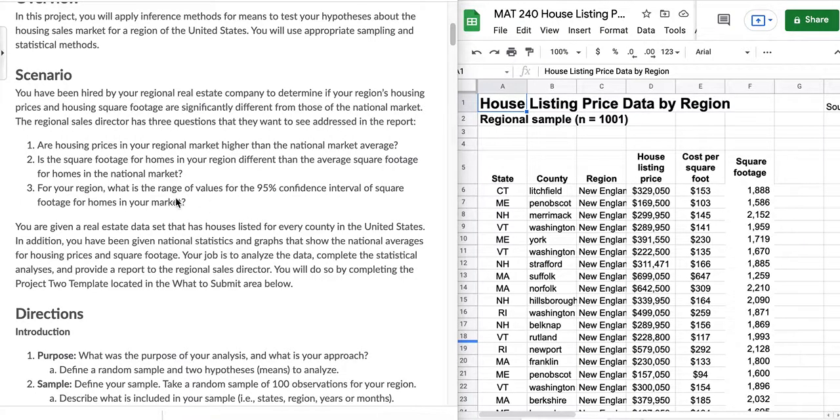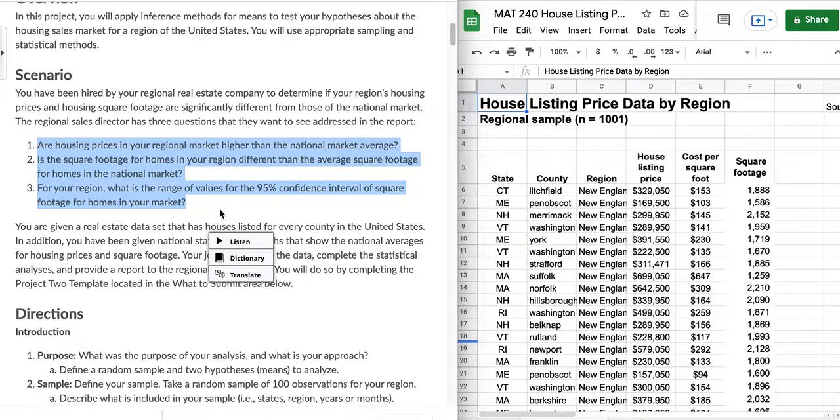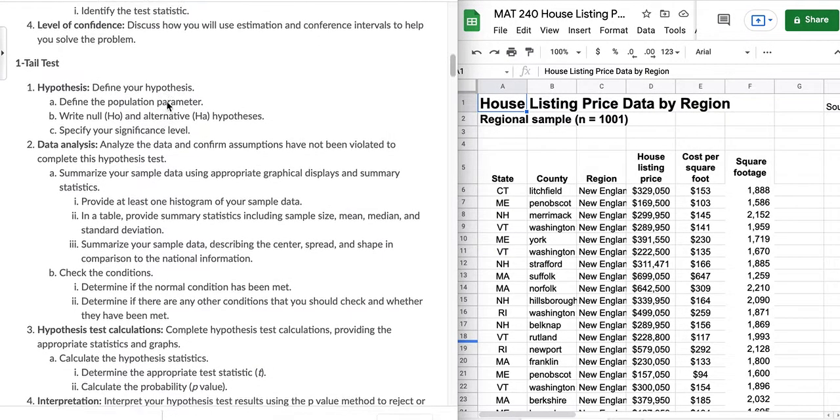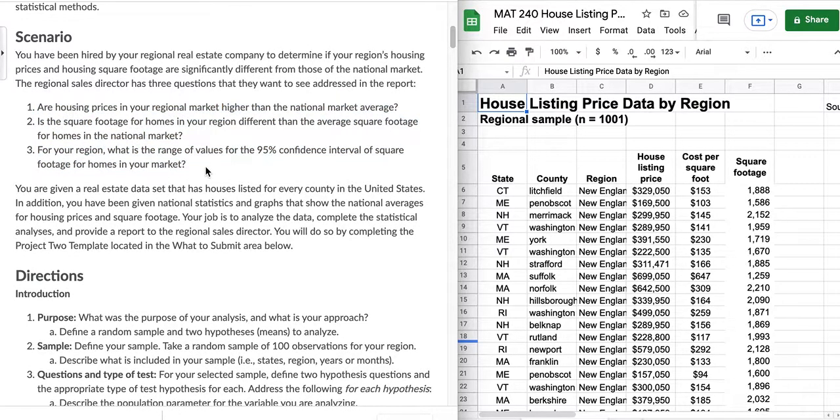For this project, you want to probably read and reread these three goals just to keep those in mind. Because if you get into the nitty gritty details of these directions, you'll start saying, wait, I'm doing a null hypothesis for what? You'll start forgetting what the end goal is.